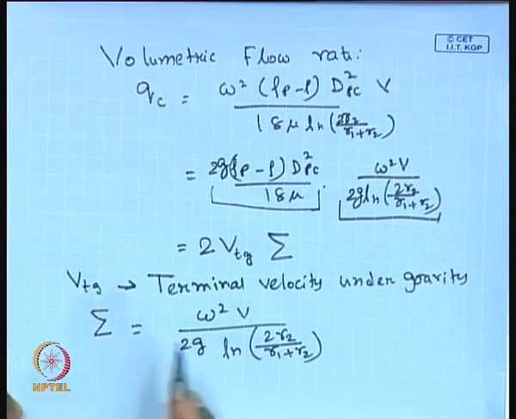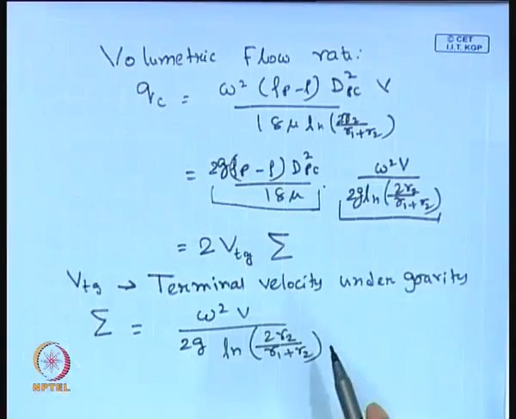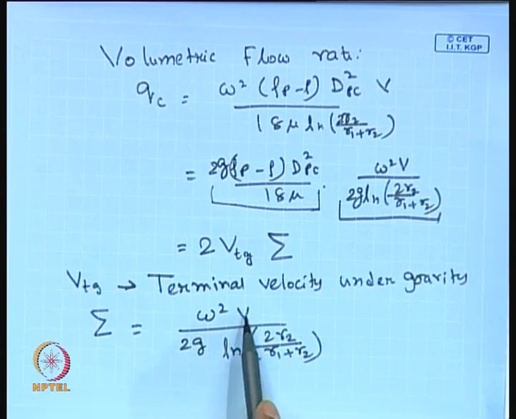Okay. So, the sigma value contains all the operating conditions that are required for a larger centrifuge, because the geometric parameters, volume and R1, R2, will be different for 2 different centrifuges.